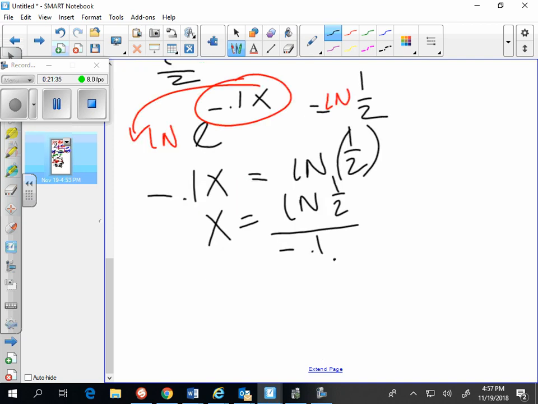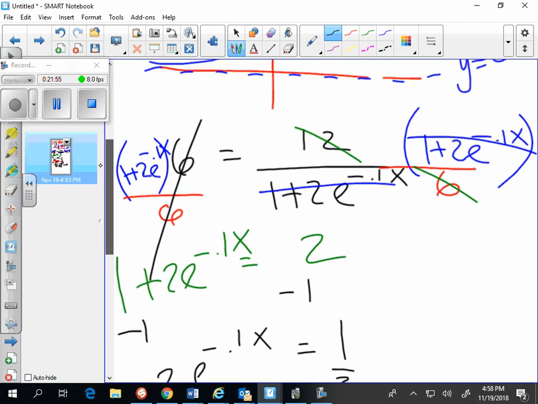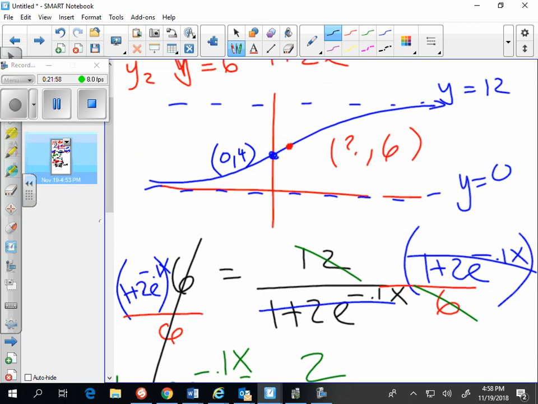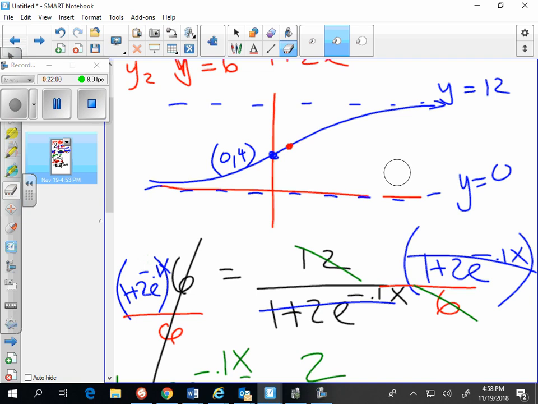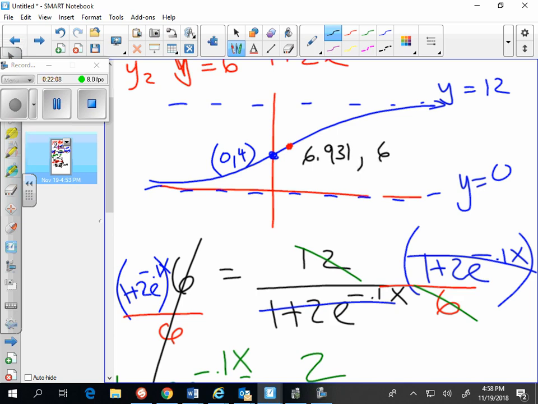Okay, if I decimalize that, what do I get? Ln of a half divided by negative 0.1. And I get that x equals 6.931. So my inflection point, if I go back up and label my inflection point on my graph, this point here is going to be (6.931, 6). I can find that point algebraically.